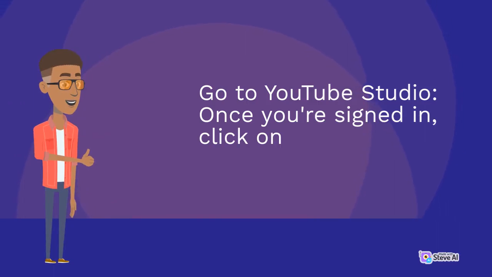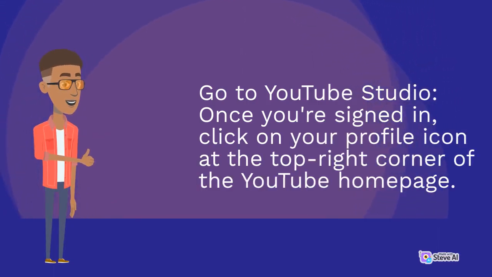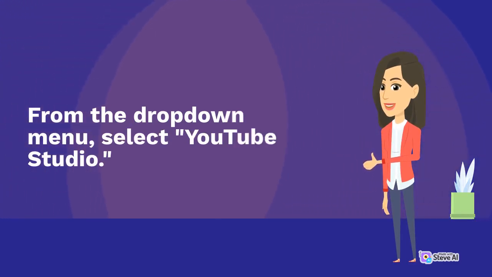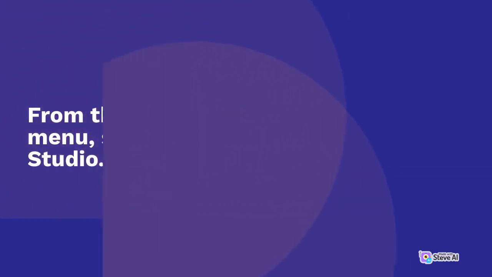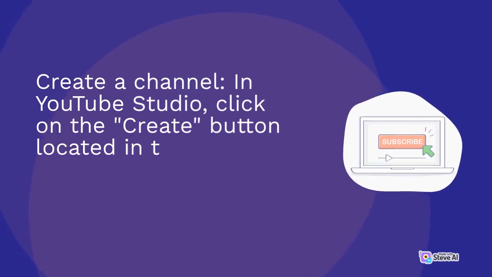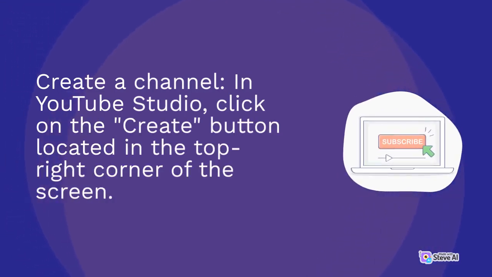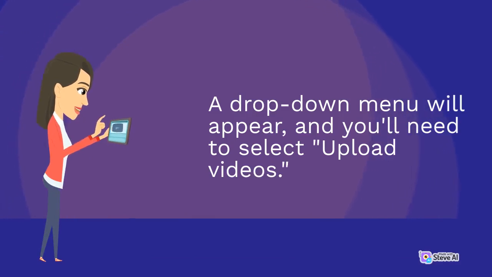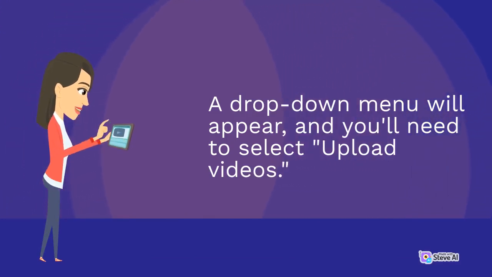Go to YouTube Studio. Once you're signed in, click on your profile icon at the top right corner of the YouTube homepage. From the drop-down menu, select YouTube Studio. Create a channel. In YouTube Studio, click on the Create button located in the top right corner of the screen. A drop-down menu will appear, and you'll need to select Upload Videos.